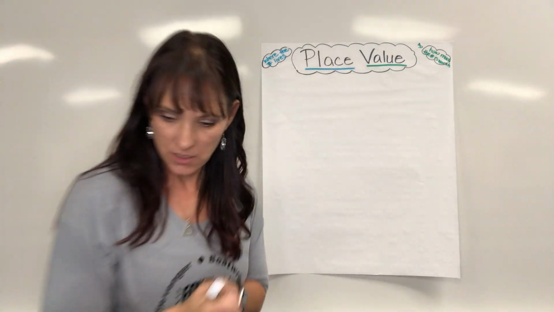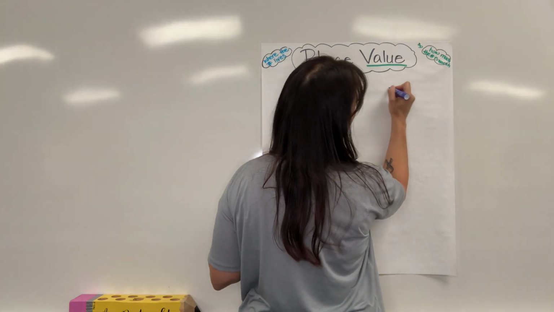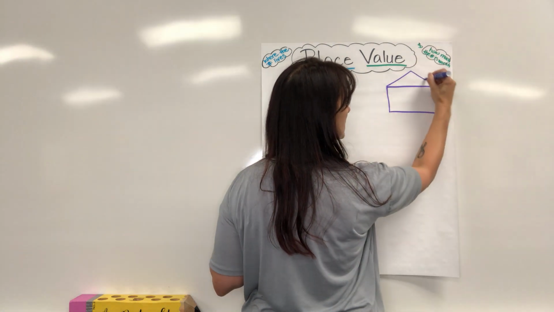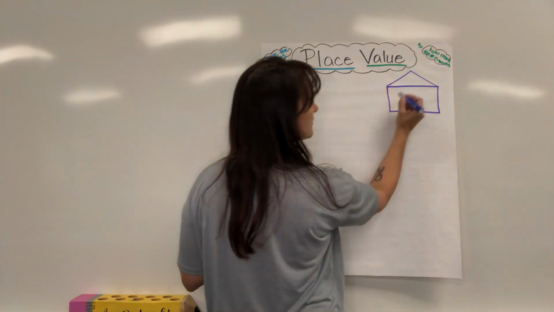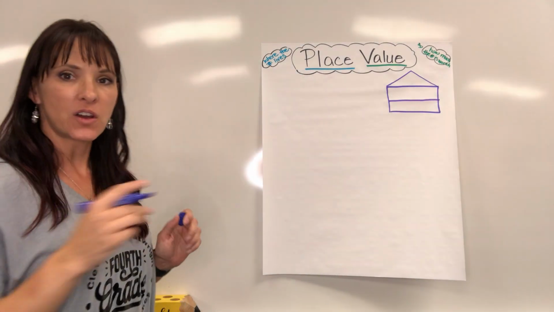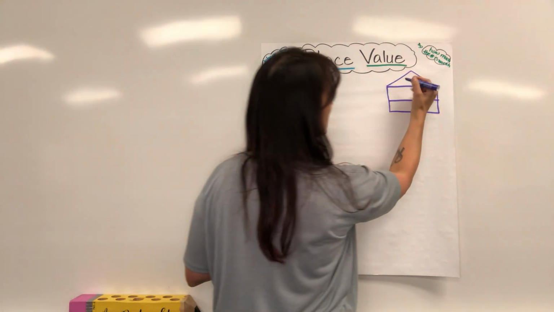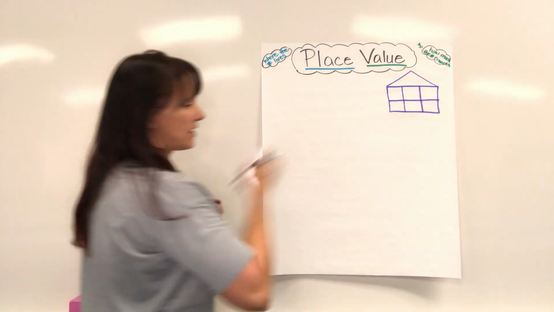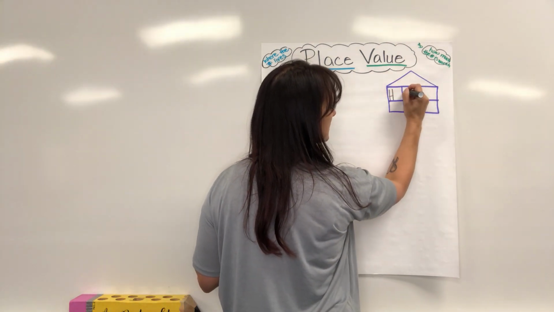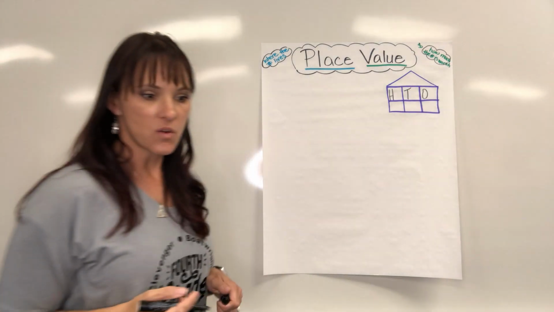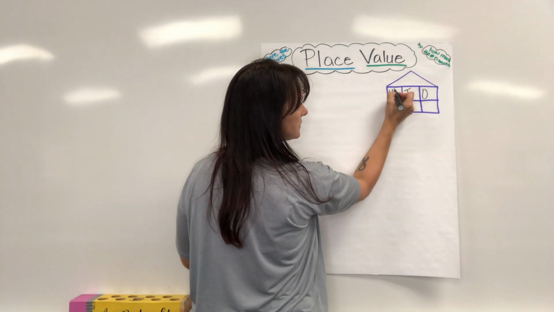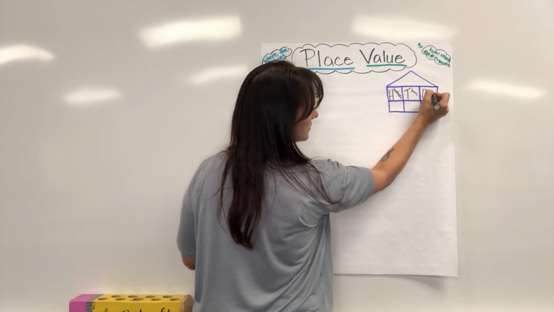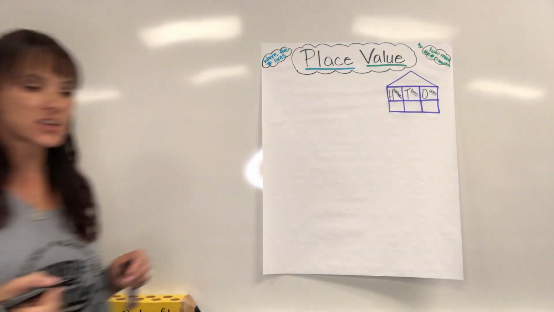Hold on, wrong color. Here we go. So over on this side, I am going to draw a rectangle. Put a little roof on it, just to be cute. And then I'm going to divide that house in half, going across, and then I'm going to divide it in thirds going down. Okay, and this is where the hundreds, tens, and ones live. So I'm gonna write hundreds, tens, and ones. Okay, so this is where the hundreds, tens, and ones live.